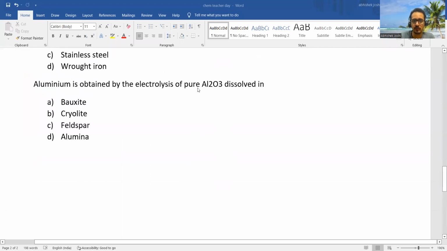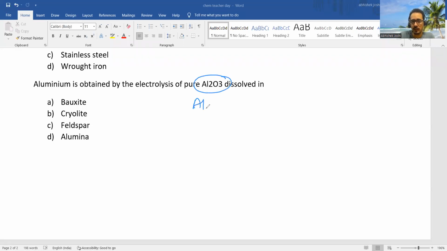So this would be the last question here. The question is, aluminium is obtained by the electrolysis of pure Al2O3, which is dissolved in what? Bauxite, cryolite, feldspar, or aluminium? The correct answer would be cryolite.